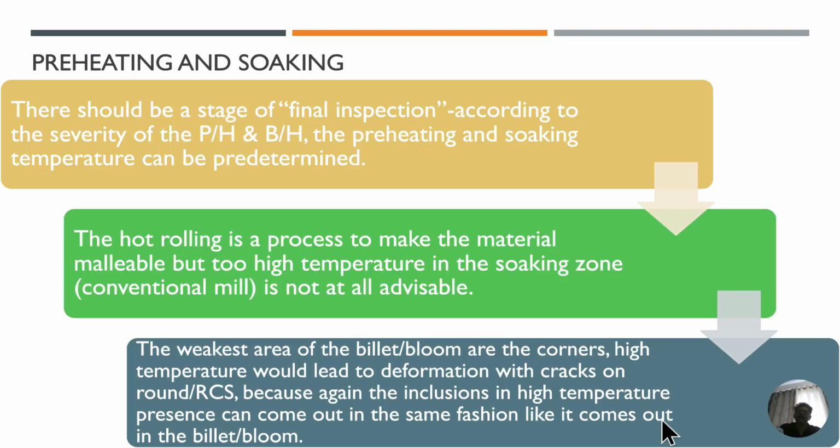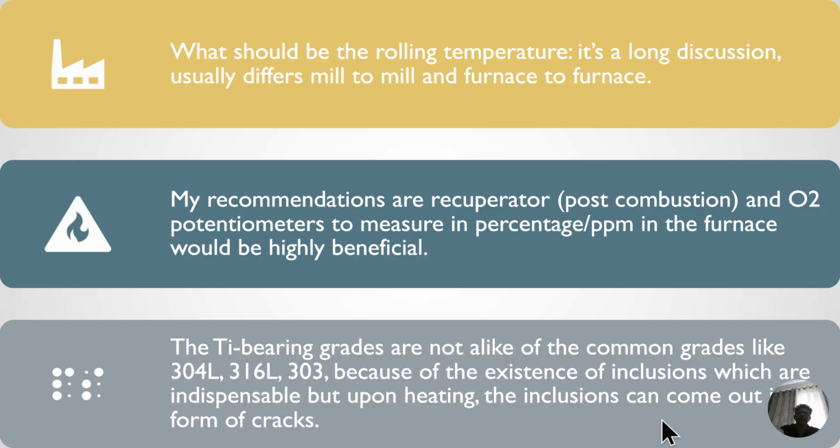Preheating and soaking. There should be a stage of final inspection according to the severity of the pinholes or blowholes. The preheating and soaking temperature can be predetermined. Hot rolling is a process to make the material malleable, but too high a temperature in the soaking zone is not at all advisable. The weakest areas of the billet or bloom are the corners. High temperature would lead to deformation with cracks on round or RCS, because again, the inclusions in the presence of high temperature can come out in the same fashion as they come out in the billet or bloom.